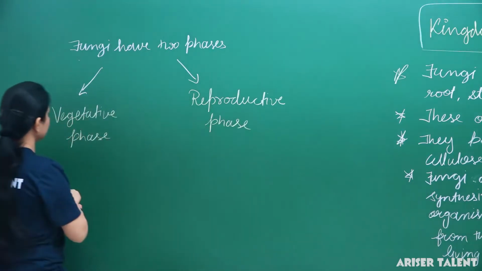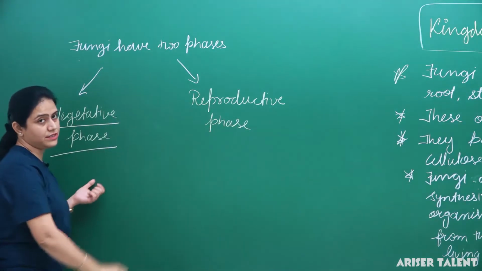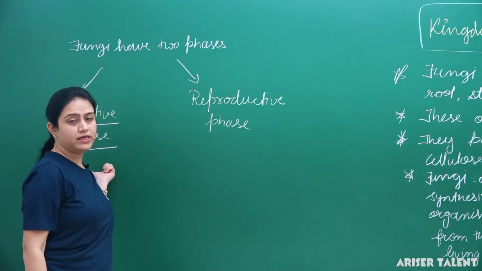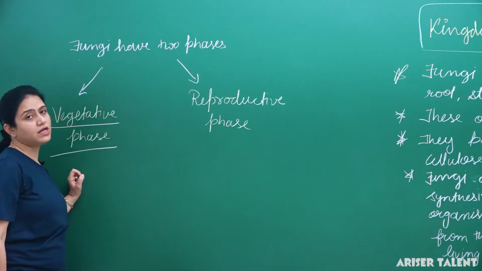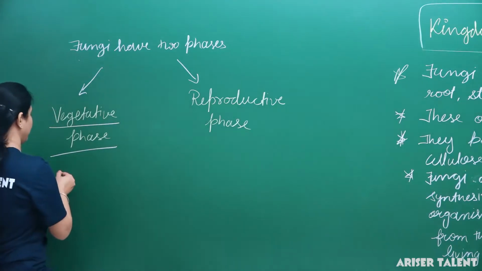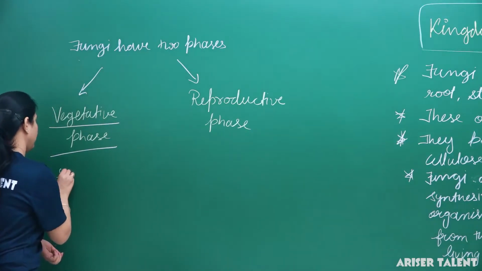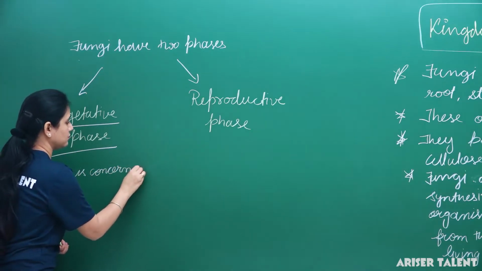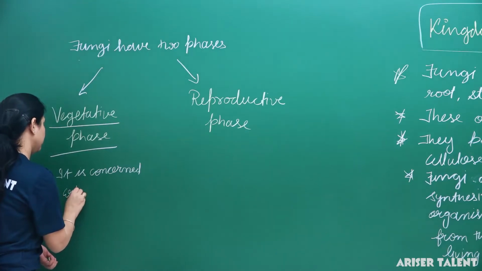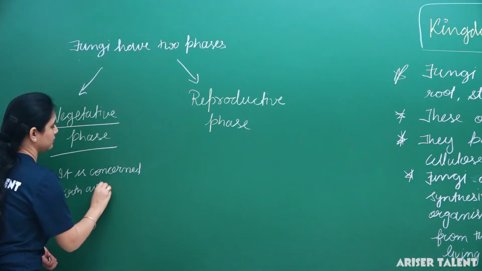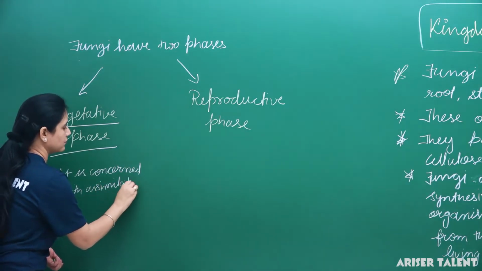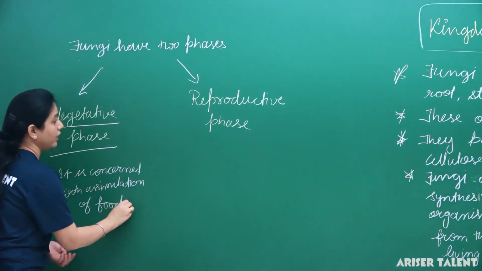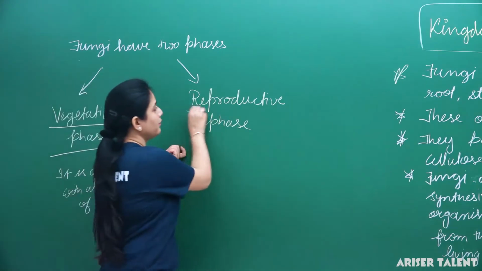So if we talk about this vegetative phase, then this vegetative phase is associated with the storage of food. Okay, it is concerned with the assimilation of food. And another phase is the reproductive phase.